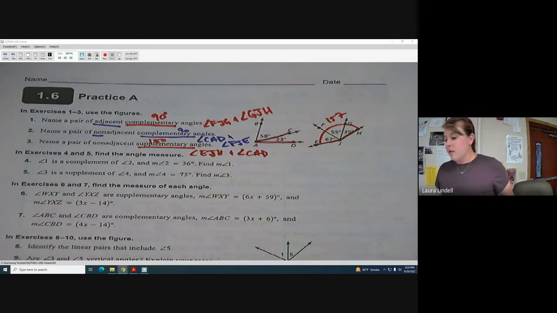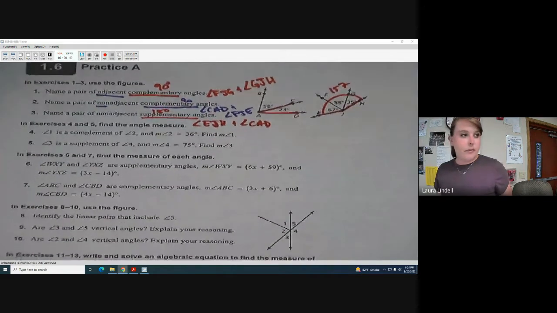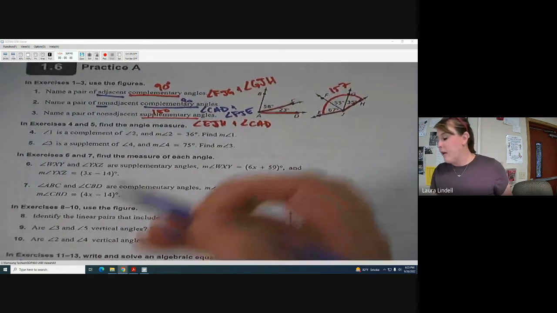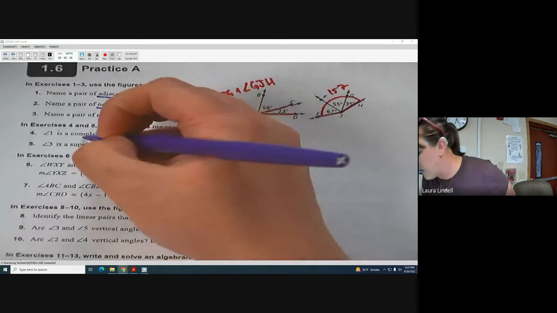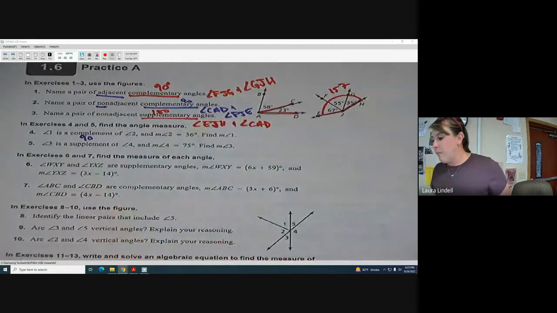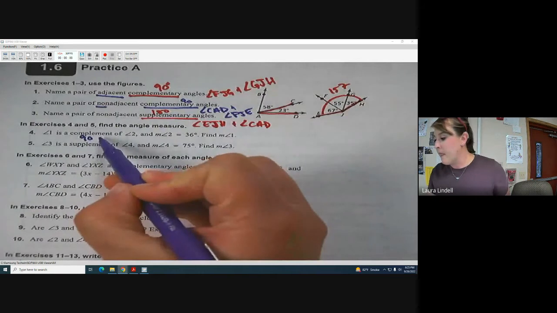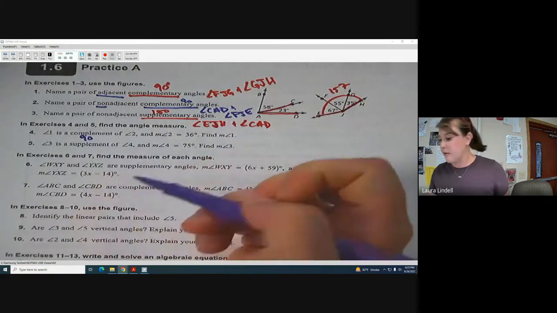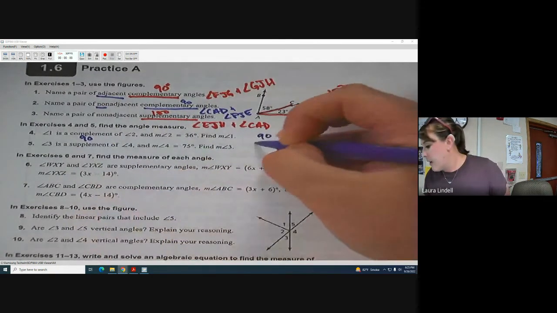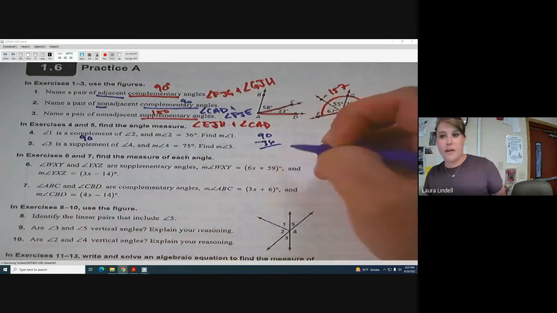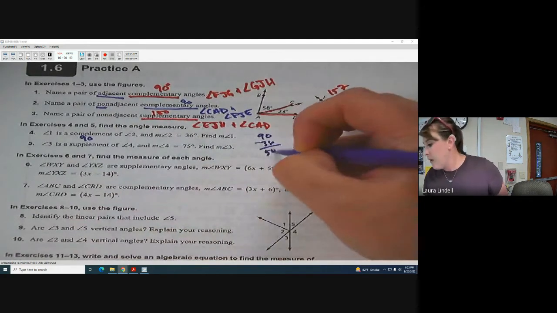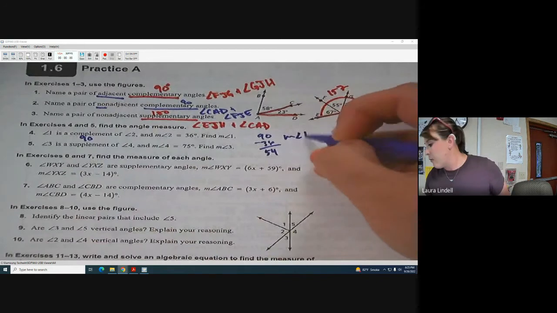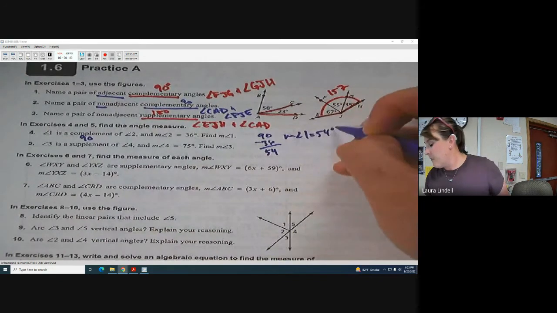Okay, looking at the next two, in 4 and 5 here, it says angle 1 is a complement, so we know that it adds to 90 with angle 2. If angle 2 is 36, find angle 1. All right, so for this one, super simple. Once you figure out that it's supposed to add to 90, just subtract away the 36. 90 minus 36 gives us 54. So this tells me that measure of angle 1 is 54 degrees.